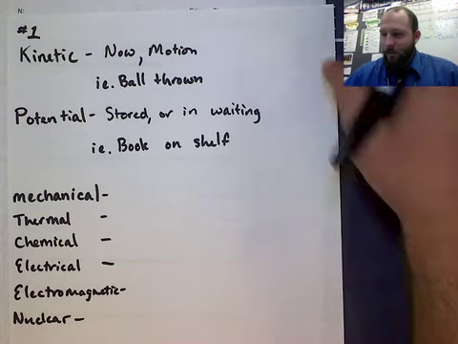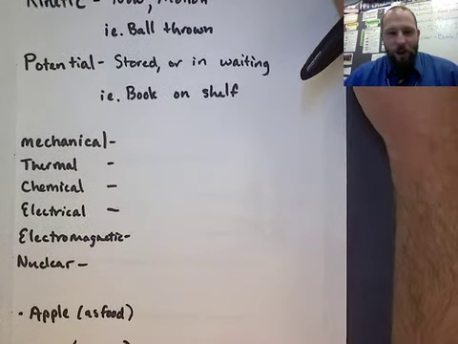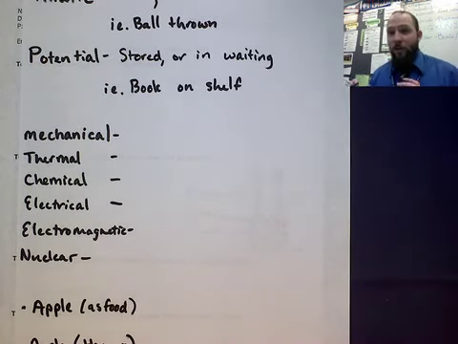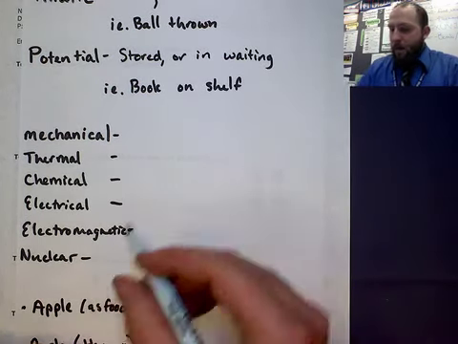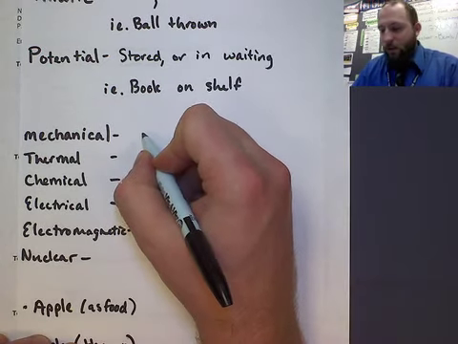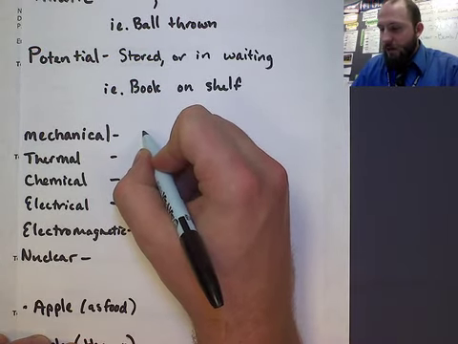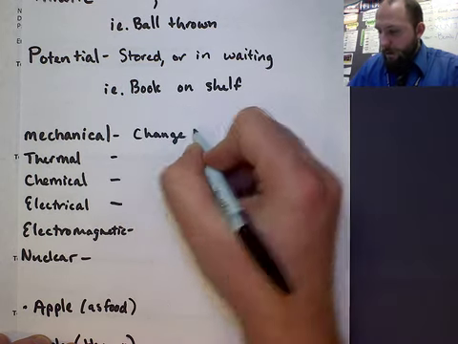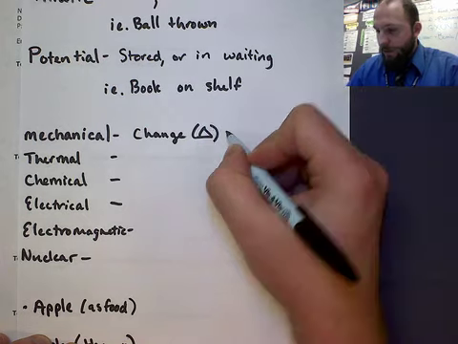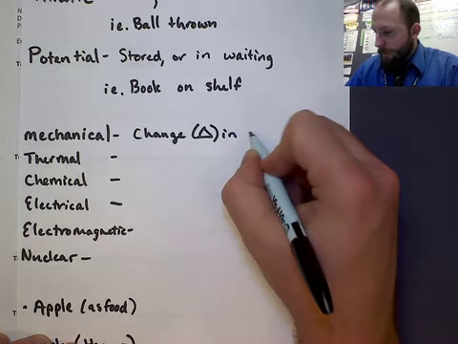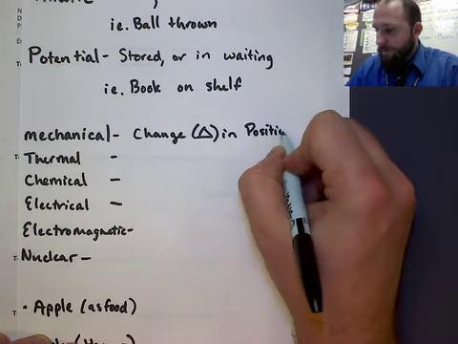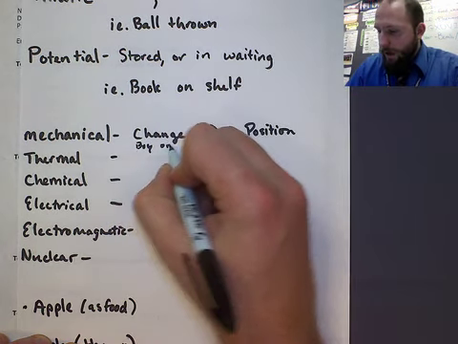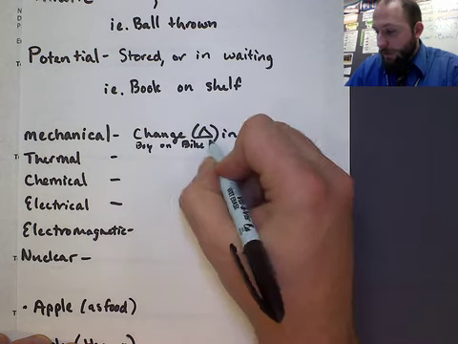Alright, scroll on down here to the next batch, which is mechanical, thermal, chemical, electrical, electromagnetic, and nuclear. We did go over these in class, but I want to make sure that everyone is clear on some examples. Mechanical would be any type of energy source that is referred to as being a change in position. So change, which can be described with the symbol delta, change in position. So this could be a boy on a bike, and obviously the bike needs to be moving.